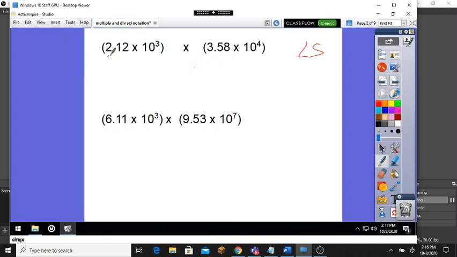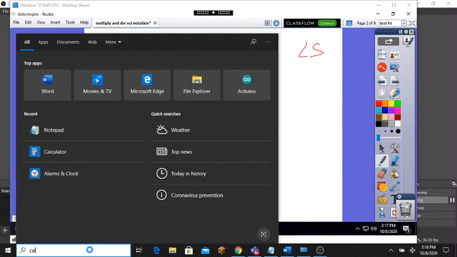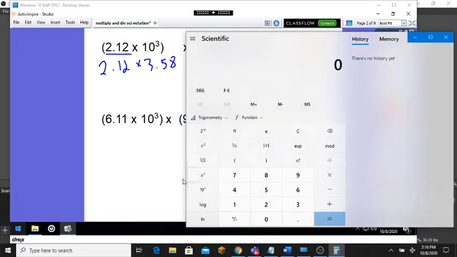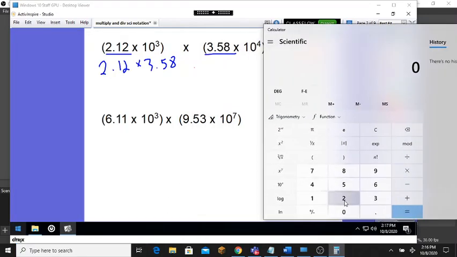So here we go. What you do in this case is, let me write down this number. This right here, 2.12, is telling me to multiply 2.12 times 3.58. Let me get my trusty calculator. So let's multiply 2.12 times 3.58, and I get 7.58.